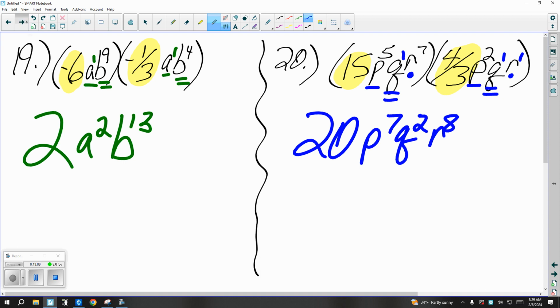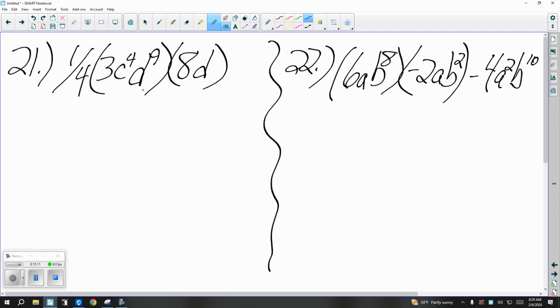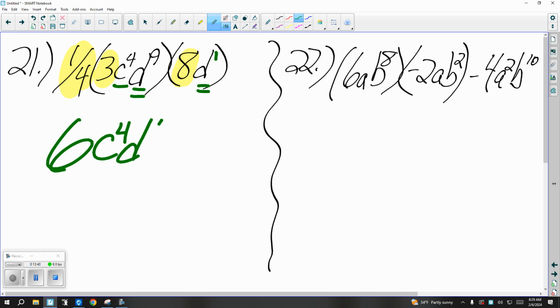Number 21. Okay, highlighter again for me. This is just what you would put in your calculator. This times that times that. Okay, but the way that my brain works, when it does work, is 24 divided by 4, which is 6. And then it's c to the 4th and no other c. And then it's d to the 9th and d to the 1st, which is d to the 10th. And that's it.